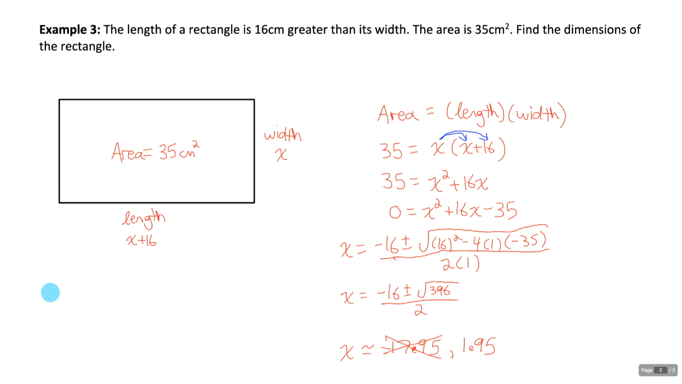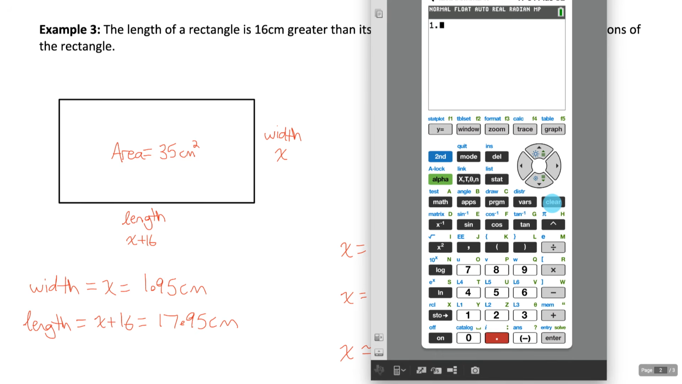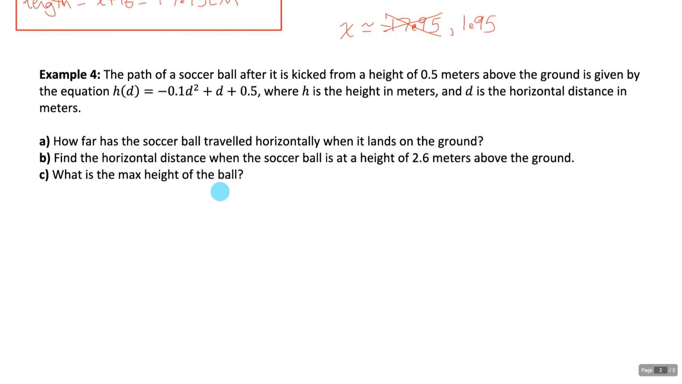My final answer, the question wants to know what are the dimensions, so I'll need to write what the width and the length are equal to. The width is equal to x, which is 1.95 centimeters, and the length is equal to x plus 16, so it would be 17.95 centimeters. And these are approximate answers. We had to round because we got irrational solutions for our quadratic equation. But if we check based on those dimensions what the area is, by doing length times width, it should be approximately 35. Two more examples to do.